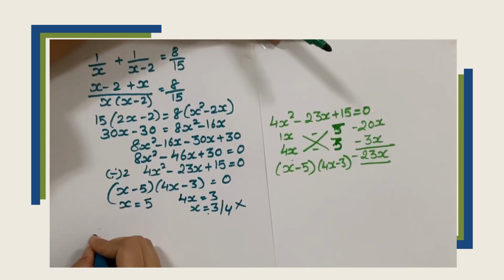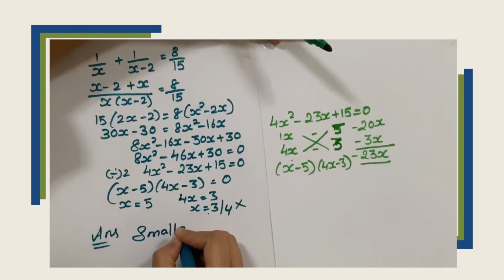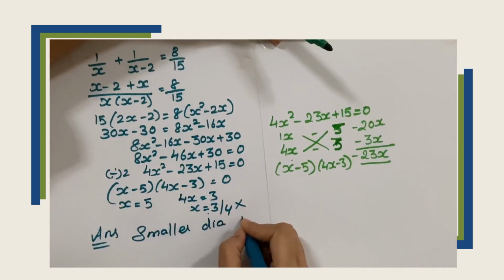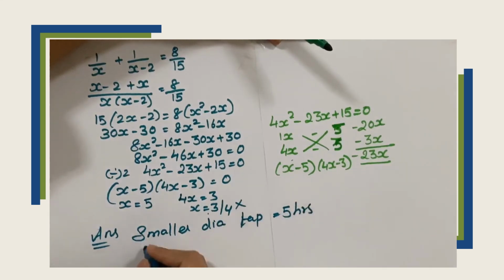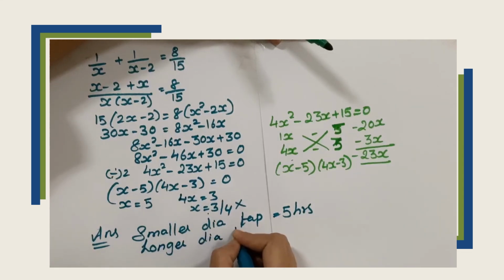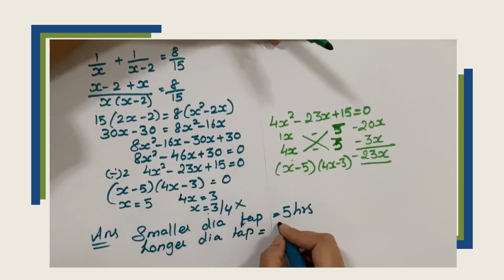So the answer is, the smaller diameter tap takes 5 hours to fill, and the longer diameter tap takes 2 hours less than the smaller one. So it's 5 minus 2, so 3 hours.